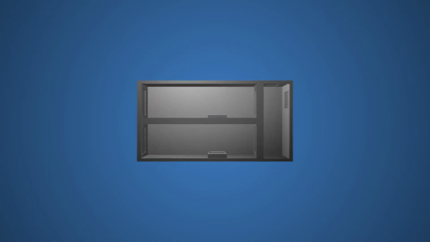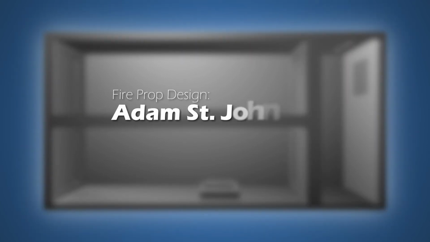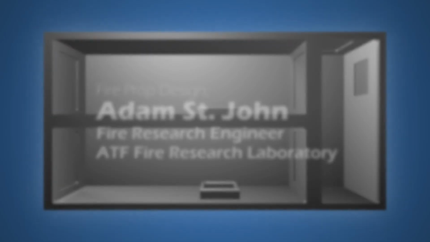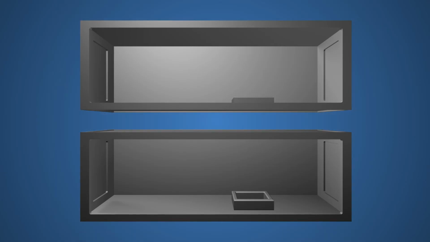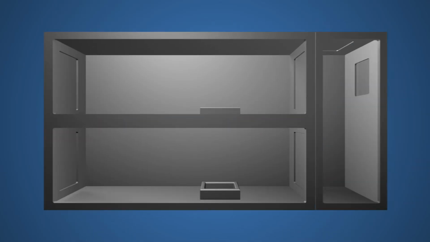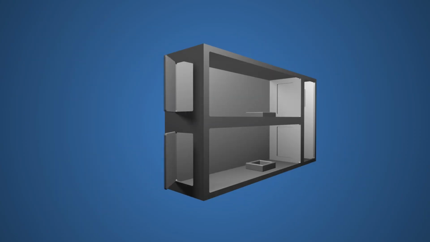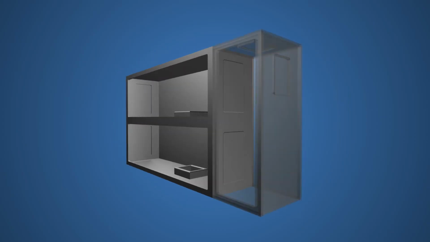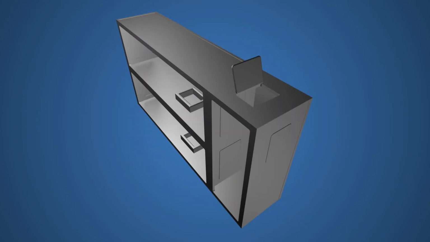Let's take a closer look at flow path in a controlled experiment. This prop was designed by Adam St. John, a fire research engineer with ATF Fire Research Laboratory. Our prop is comprised of two chambers, or rooms, stacked on top of one another. They are connected by a third chamber, which simulates a stairwell. Movable openings, or doors, are found on either side of both chambers, connecting either to the outside or to the stairwell. The stairwell has two outlets to the outside, one of them simulating roof ventilation.